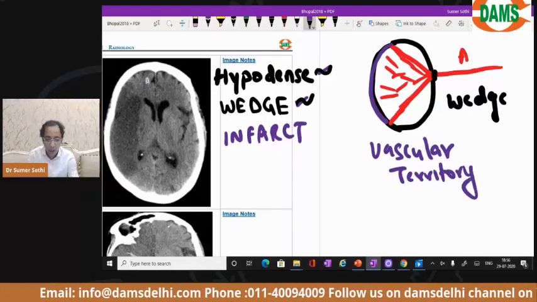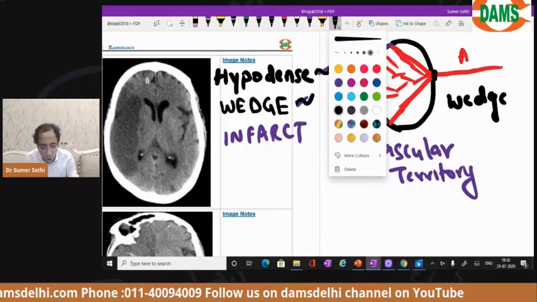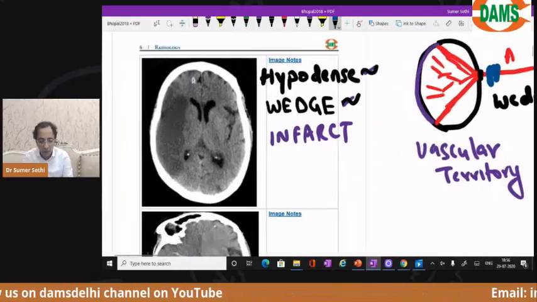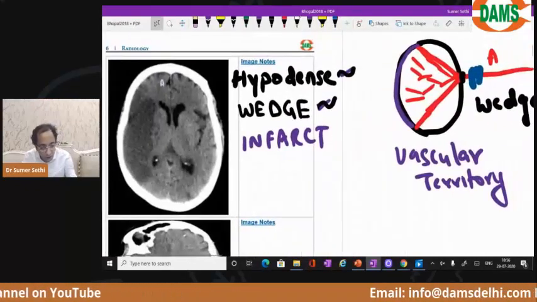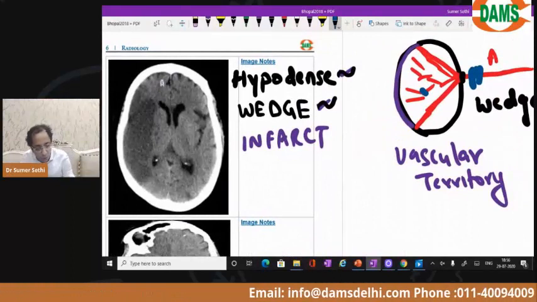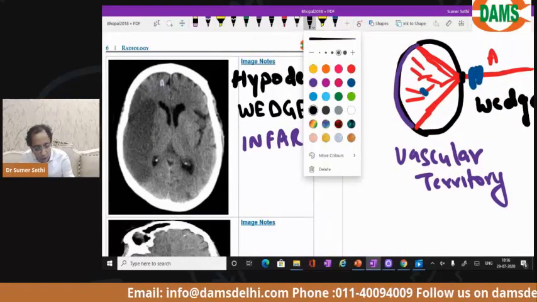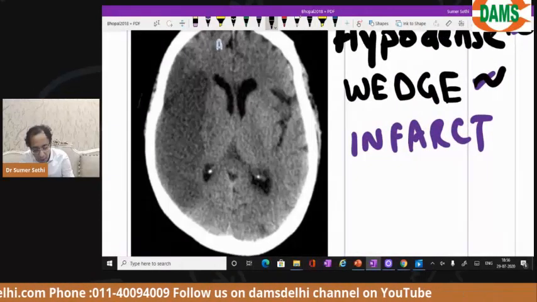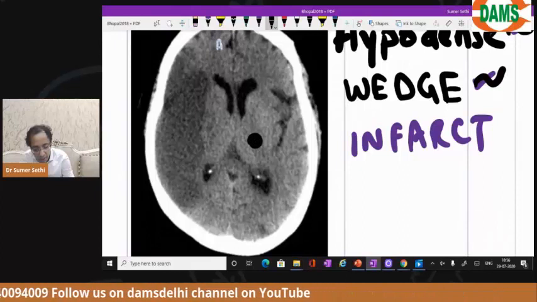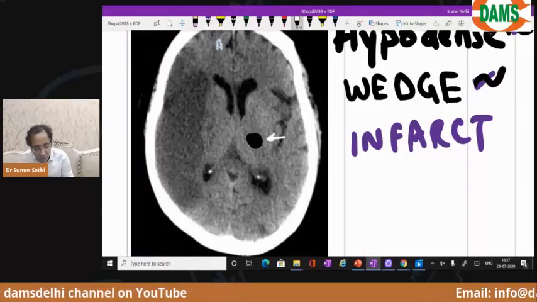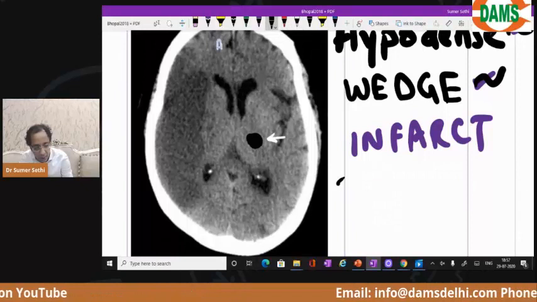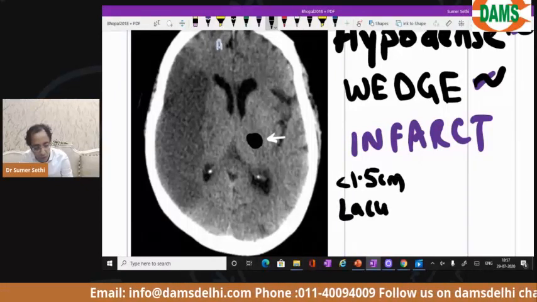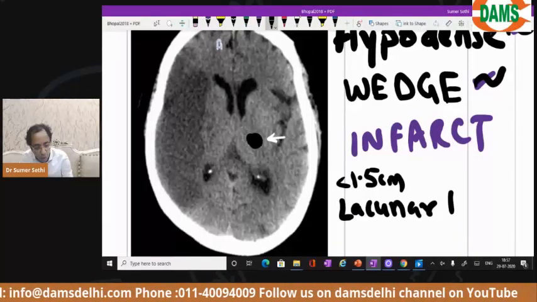Okay? If it is a large artery which is getting occluded, then you will have a wedge-shaped infarct. But imagine now, if one of these branches gets blocked, one of the smaller vessels gets blocked, then what will happen? You will have a small infarct like this. So if you see a small infarct like this, which is less than 1.5 centimeter, we call it a small vessel occlusive lacunar infarct.